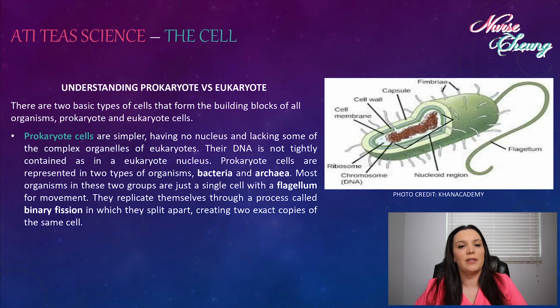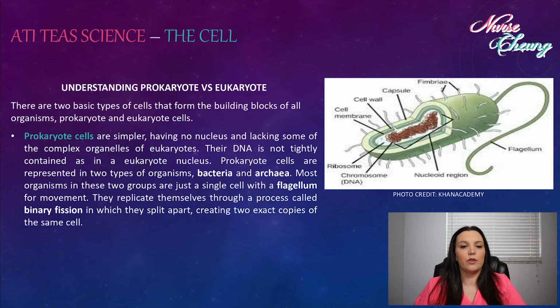There are two basic types of cells that form the building blocks of organisms: prokaryote and eukaryote cells. Prokaryote cells are simpler, having no nucleus and lacking some of the complex organelles of eukaryotes. Their DNA is not tightly contained as it is with a eukaryote nucleus. Prokaryote cells are represented in two types of organisms, bacteria and archaea. Most organisms in these two groups are just a living cell with a flagellum for movement. A flagellum is also known as the tail.